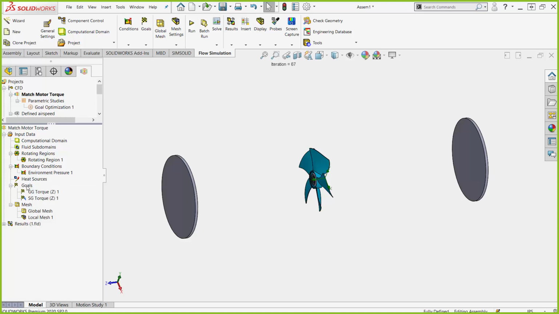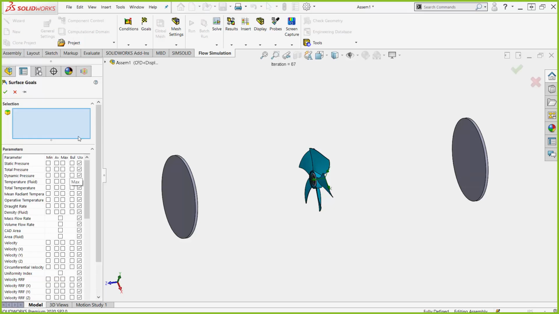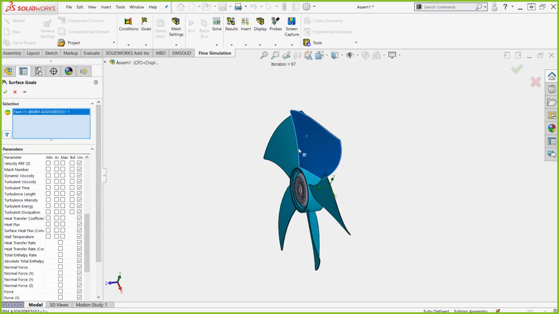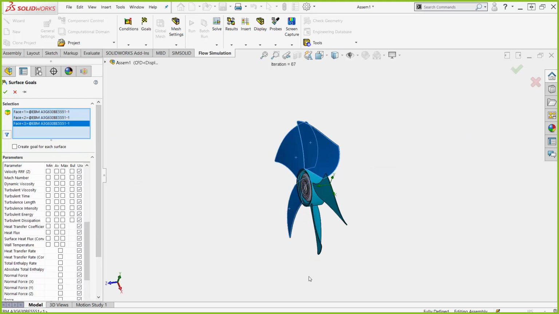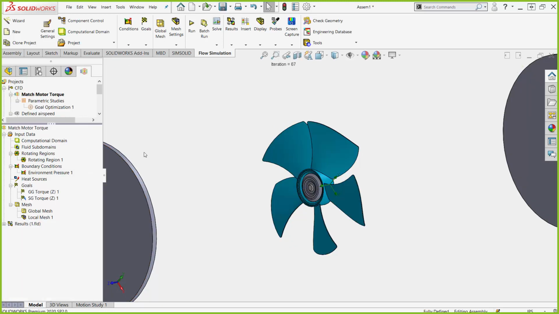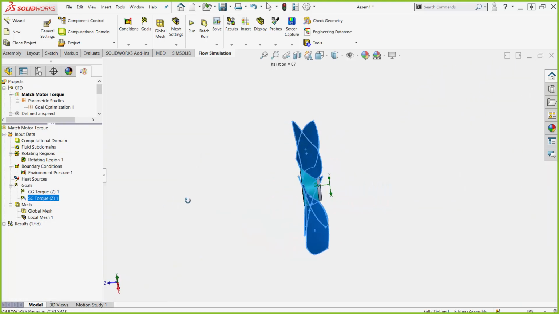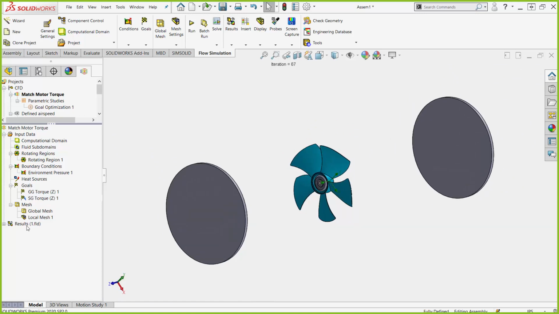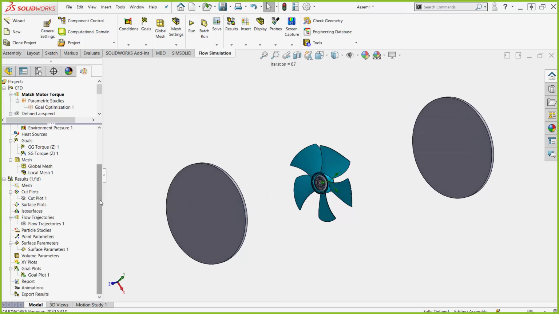And then for my surface goal, where I went and found torque, I selected the faces that carried the majority of the torque, which was the majority of the faces that are on the fan blades themselves. I have pulled up both of them so that you can compare results as we look later on in the result files. Okay, we go ahead and give that a run and I get my results.